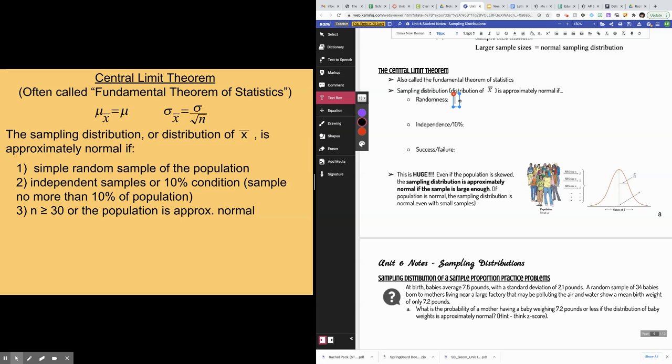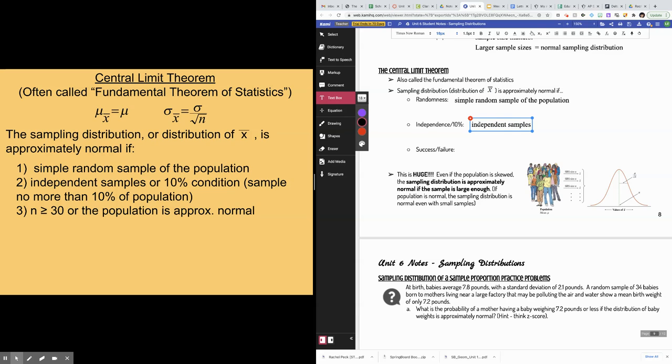Your first condition is that you have a simple random sample of the population, so that each sample that's pulled is a simple random sample. That's your randomness condition. The second condition I typically call the 10% condition, but you'll also hear it called the independence condition. So that's where either you have samples that are independent of one another.